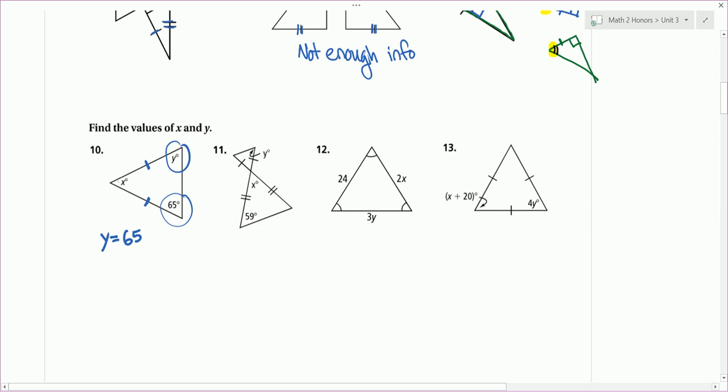And then we know all three angles in a triangle add up to 180. So x plus, well, we have 65 plus 65 equals 180. 65 plus 65 is 130. Subtract 130 and you get x is 50. So we found x and we found y.